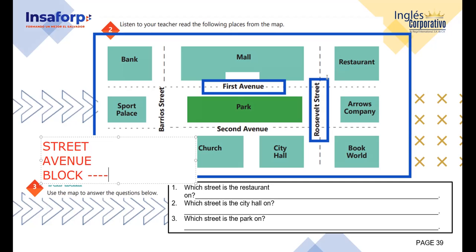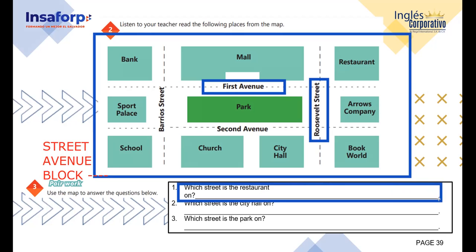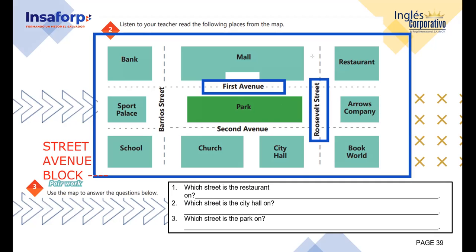Ahora, ¿por qué les pregunto esto? Porque acá dicen, we have this map and we have these questions. Y aquí tenemos estas preguntas. Help me to read the first question, please, Nelson. Which street is the restaurant on? Can you tell me? ¿En cuál calle? Which street is the restaurant? ¿En cuál calle está el restaurant? En Roosevelt Street.